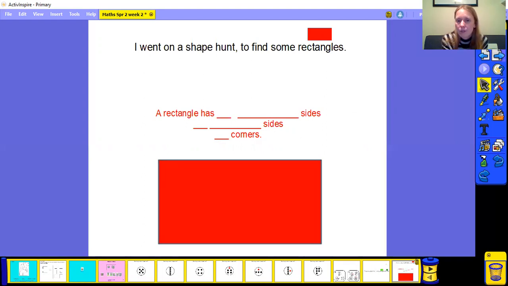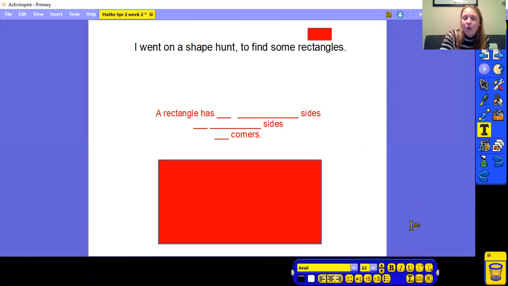How many sides does a rectangle have? What are 2 of its sides like? And what are the other 2 sides like? And also, how many corners does it have? Pause the video while you do that, then come back and we'll look at it together. Okay, now let's look at it together.